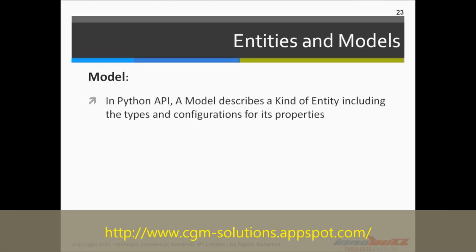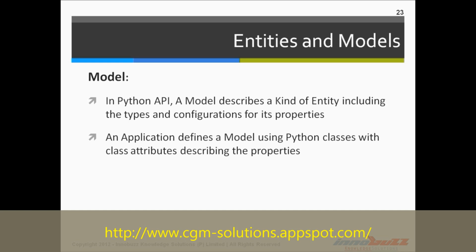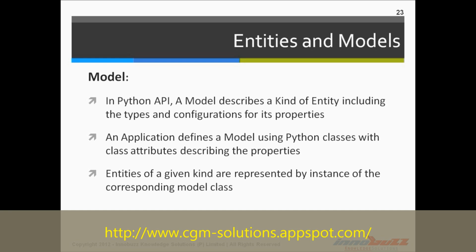What is a model? In the Python API, a model describes a kind of entity, including the types and configurations for its properties. An application defines a model using Python classes with class attributes describing the properties. Entities of a given kind are represented by instances of the corresponding model class. Model is a superclass for data model definitions defined in google.appengine.ext.db.